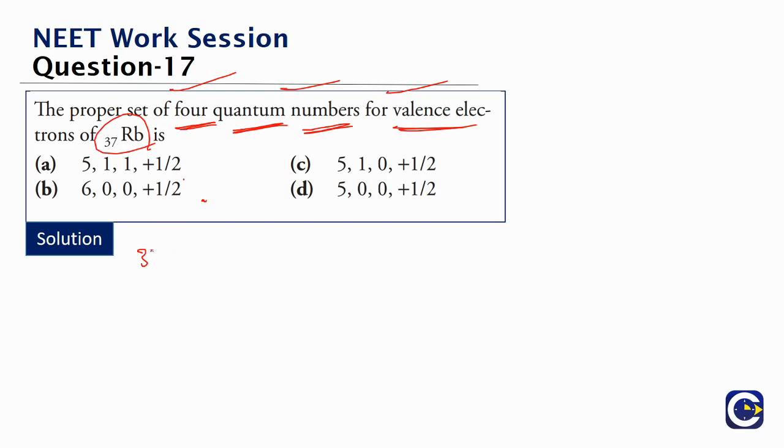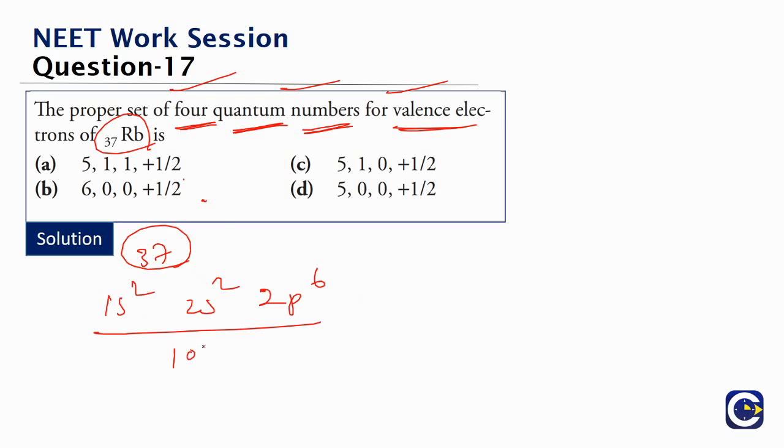So rubidium has 37 electrons, right? First we should write the electronic configuration, as per the Aufbau principle, in increasing order of energy of subshells. Look at this: 1s will have 2 electrons, then 2s will have 2 electrons, then 2p will have 6 electrons, totally 10 are over. Then 3s will have 2 electrons, then 3p will have 6 electrons. After 3p we will not fill 3d, we will fill 4s. So another 10 are over. So 10, 10, 20, we have 37.